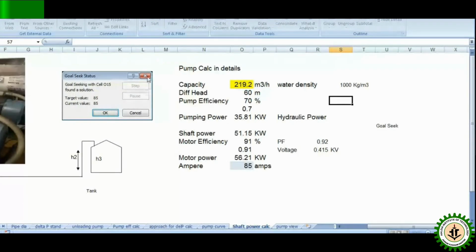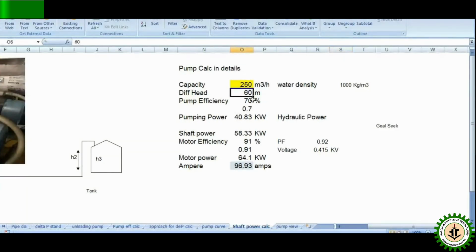This is one way. The second way, you can keep on changing this one to make it 85, like 250, 200, 90 in here, it's not 84.9. Okay, this way. But this is for the input to output. For output to input also you can operate with the help of this goal seek. Just remember the goal seek operation, it is very helpful for doing calculations.